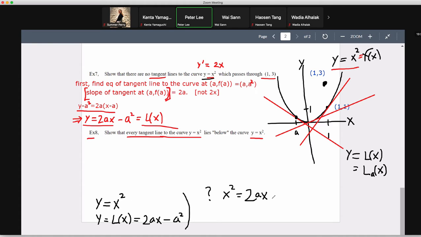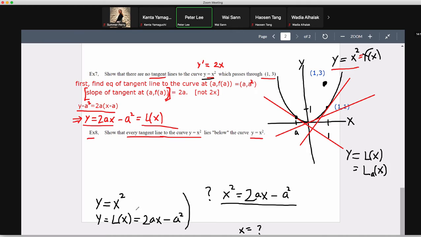Now, if we equate the two y's and set up this equation, what will this equation solve? What will be the solution to this equation? Yes, we get a quadratic equation, but what is the meaning of this equation? What question are you solving here when we let x squared equal 2ax minus a squared? I thought I was trying to solve for a, but I'm not really sure.